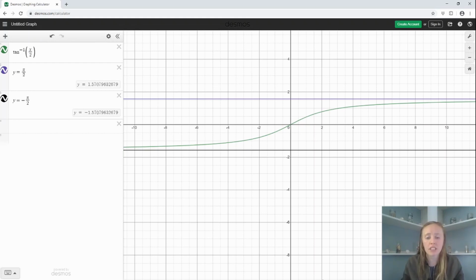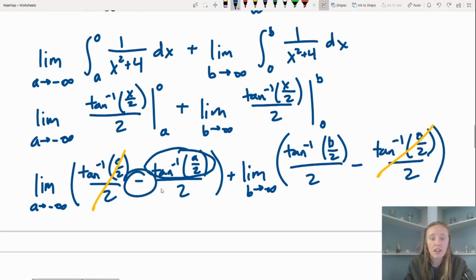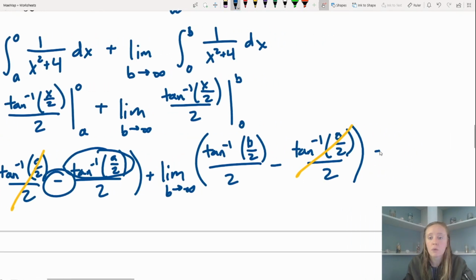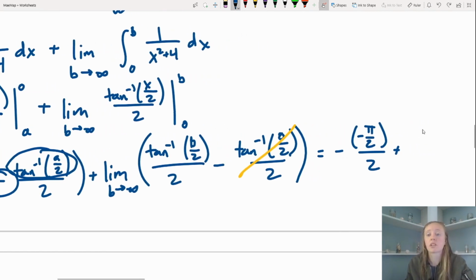So let's go back to our worksheet and fill that in. As x approaches negative infinity, remember our inverse tangent of a over 2, so as a approaches negative infinity, we're going towards negative pi over 2. And remember, that's subtracted. So we have negative pi over 2, all over 2. And then we're adding that to the inverse tangent of b over 2 as b approaches infinity, which is going to be a positive pi over 2. So we're going to be adding pi over 2, all over 2.